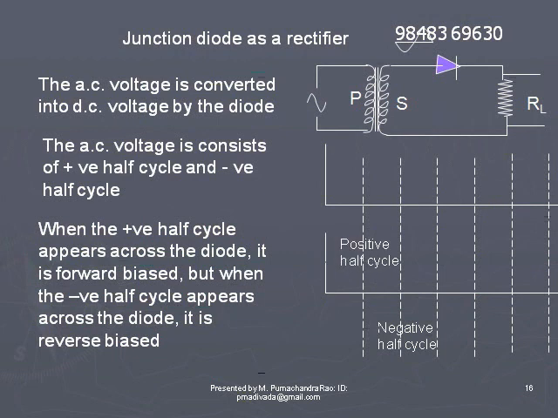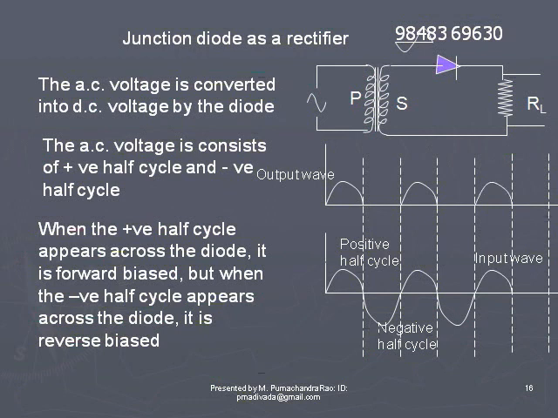When that positive half cycle appears across the diode, it is forward biased. When the negative half cycle comes to the diode, it is reverse biased. The diode is forward biased whenever the positive half cycle appears across the diode, and it is reverse biased whenever the negative half cycle appears across the diode.